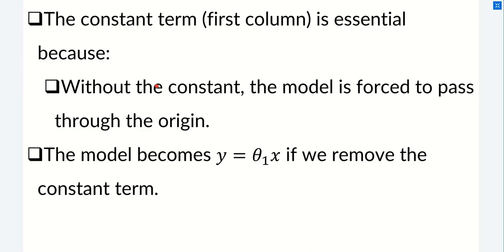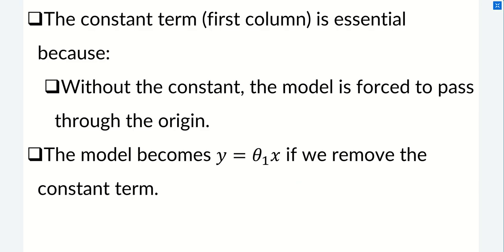Okay. So the constant term is essential because without a constant term, the model is forced to pass through the origin. Now, that is something that is very, very hard to come by because in real life, there is no way you, or even I remember in high school when we were tasked to draw a line of best fit, hardly will you get all the points passing through the origin. No, it will not. They are scattered.